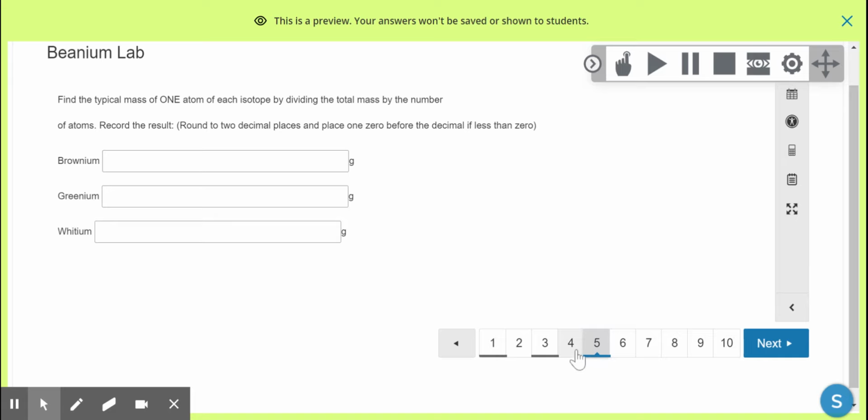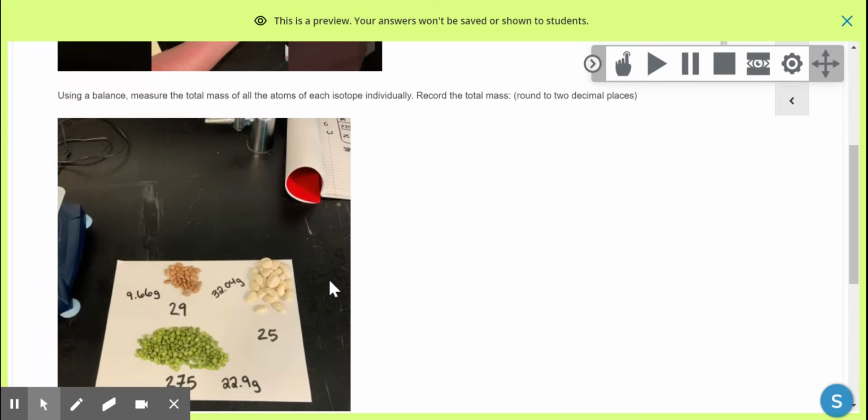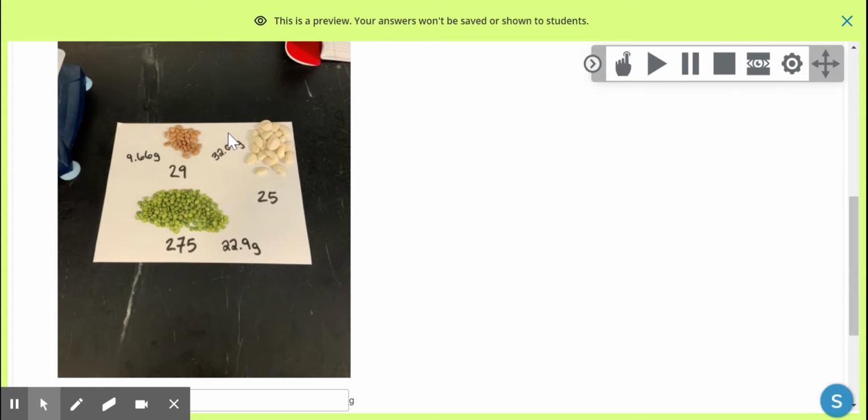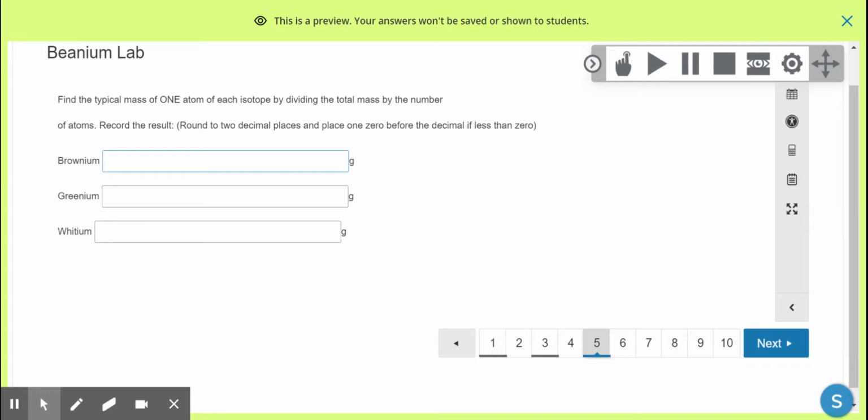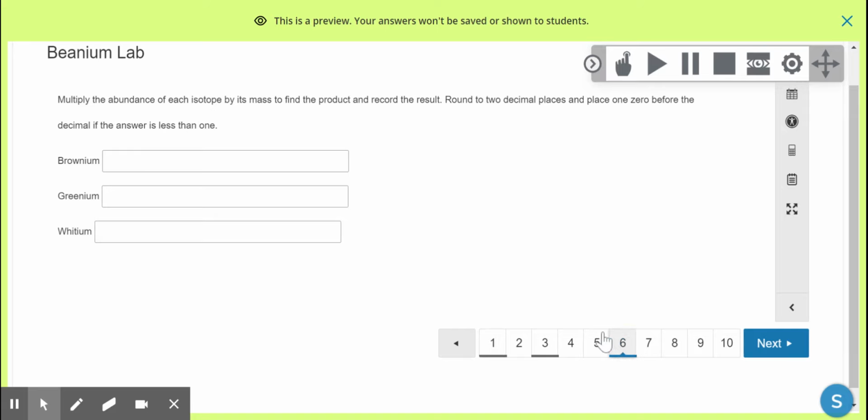Then you take, for question number 5, you're going to take the masses right here and then divide by the total number. So for example, brownium would be 9.66 grams divided by 29. That's the answer that's going to go right here. And once again, if it's less than 1, you're going to put a 0 and then round to 2 decimal places. That's the key. You really just have to do formatting.